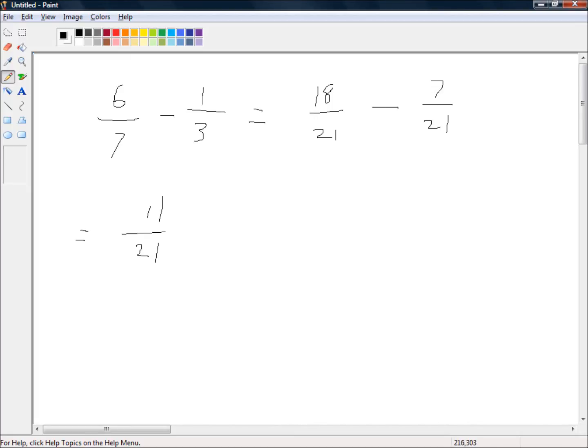Can that be simplified? Well, 11 is a prime number, and 21 factorizes down to 3 times 7. 3 is a prime number and 7 is a prime number, so there are no common factors to cancel, so this is already in its simplest form.